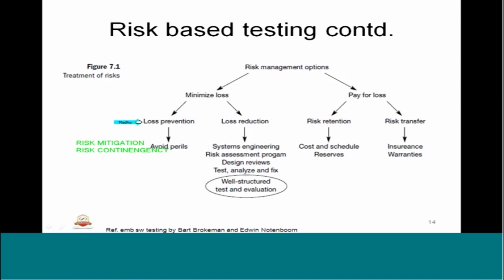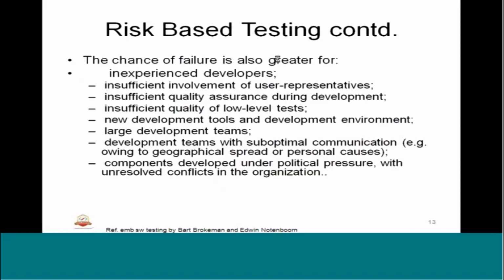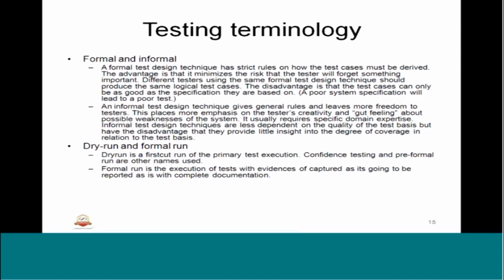So risks are a very high element, an important thing in embedded software testing as a management aspect. So that needs to be mitigated and contingent. Okay. So that is about risk-based testing and the risk-based testing aspects and test strategy. And we have a couple of important things that are used in embedded software testing methods. That is called formal and informal testing.